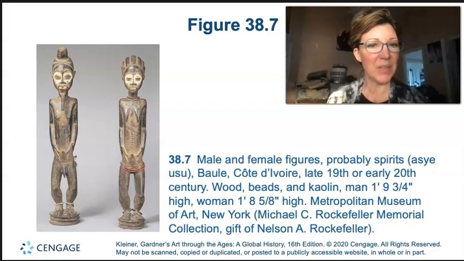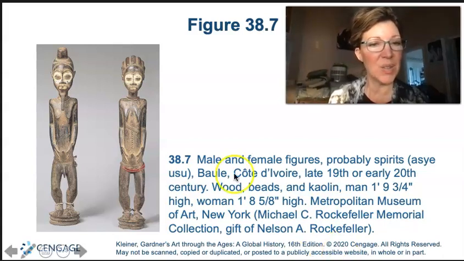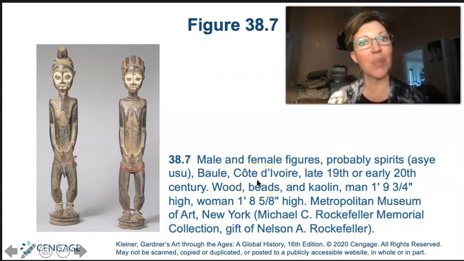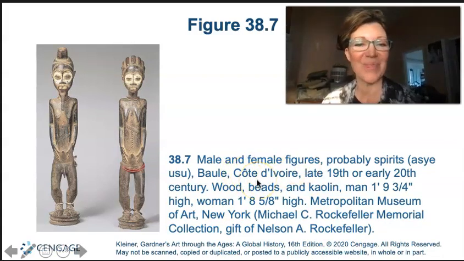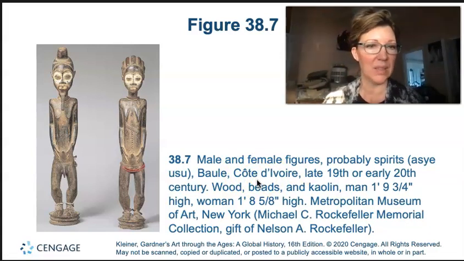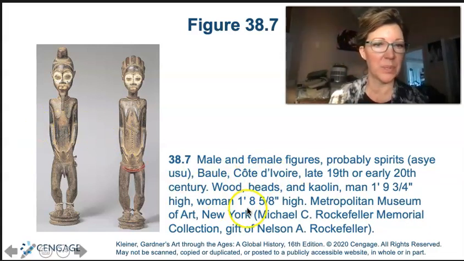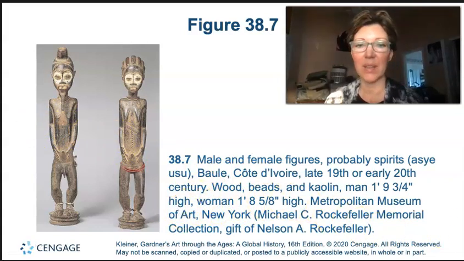Okay, male and female figures, probably spirits, Asie Usu, from Côte d'Ivoire. This is the Ivory Coast, late 19th or early 20th century. And notice that it sounds like French because they speak French in the Ivory Coast. Waki Sran are people of wood from Bali, Bali people. I don't know why they don't call it Waki Sran here, but they don't.